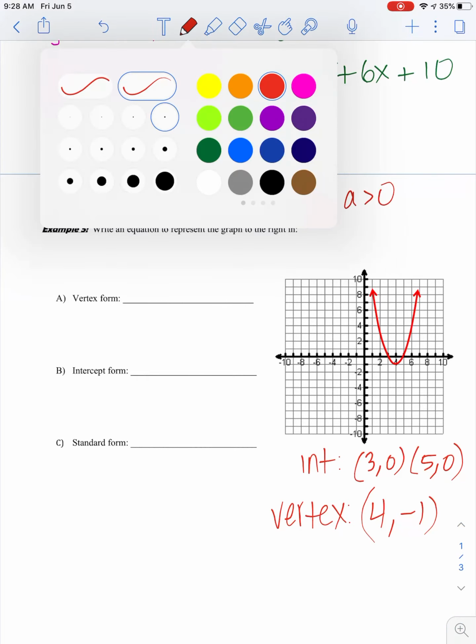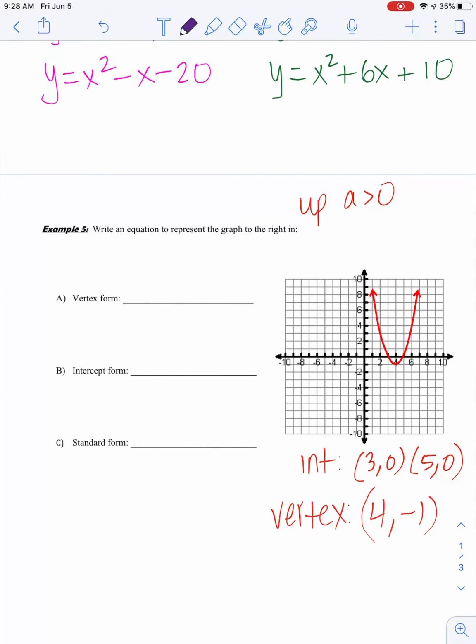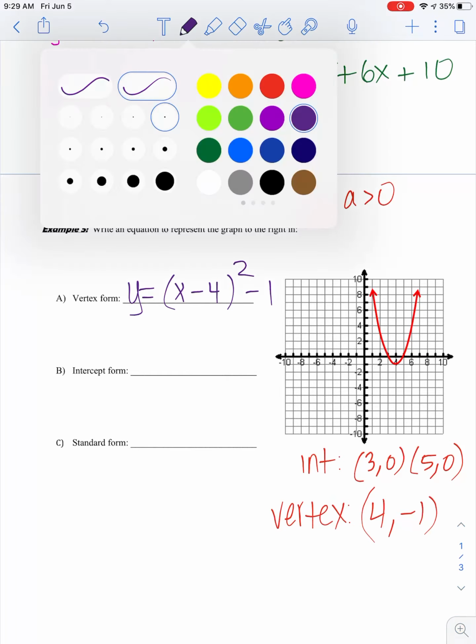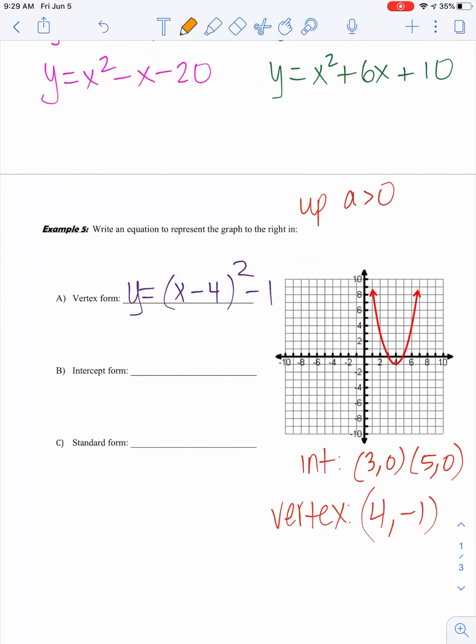So if we start with vertex form, we're going to have y equals, and then parentheses squared, and the parentheses will be x minus 4 squared, and then we have a minus 1. All right, next if we look at intercept form, with intercepts of 3 and 5, we'd have y equals x minus 3 times x minus 5. Now, to get standard form, we can go back to vertex or intercept form and then just convert them. So it's probably easier to just convert the intercept form.